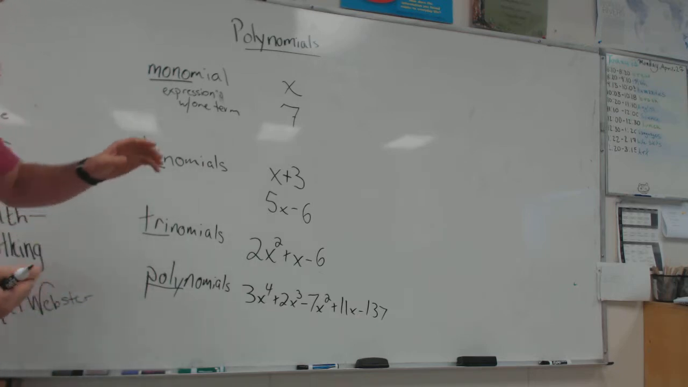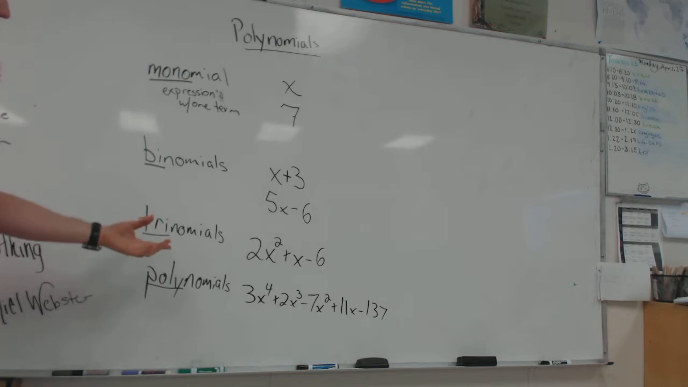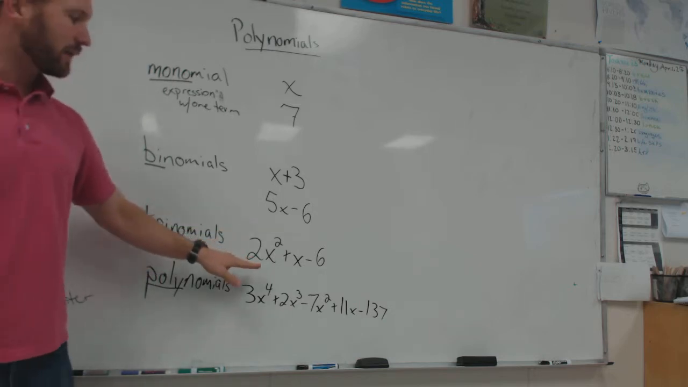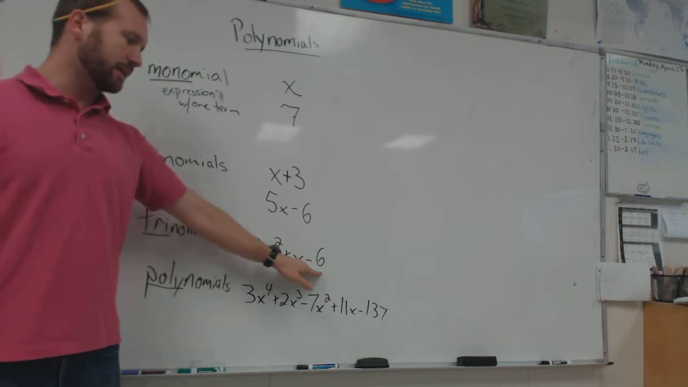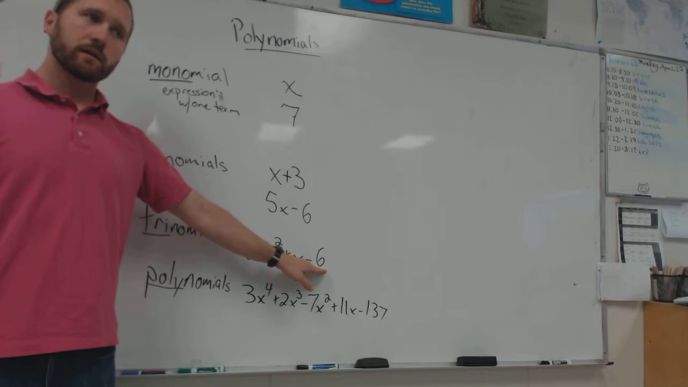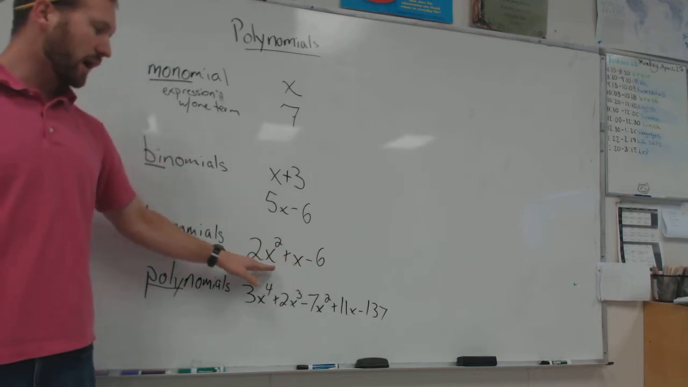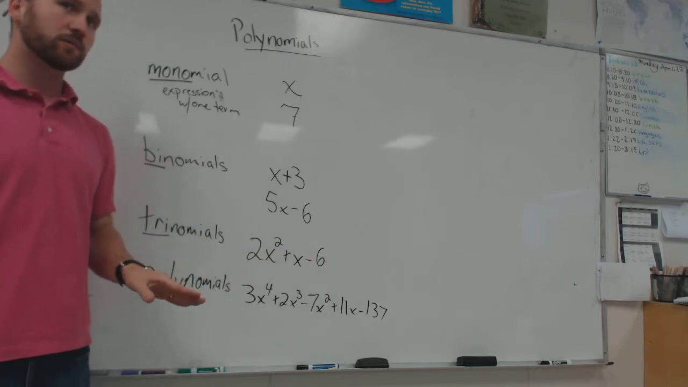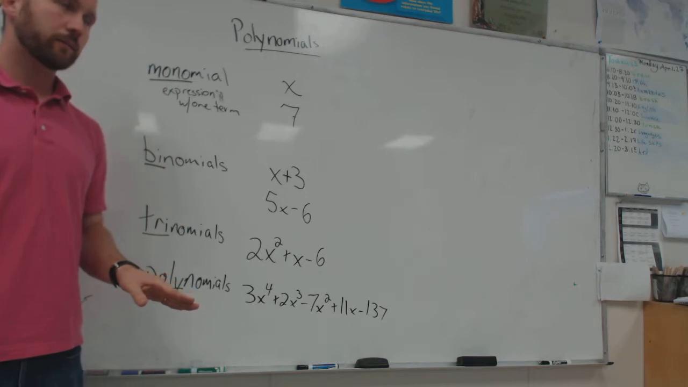Okay. Good question. Now, I want to be clear, right? Anything that has 3 terms is a trinomial. But the most common way that you'll see them in Algebra 1 is like this. X squared, x, and a constant. That is the most common form of trinomials that we will see in Algebra 1. Okay.